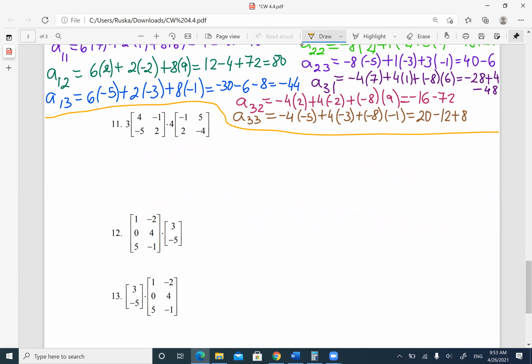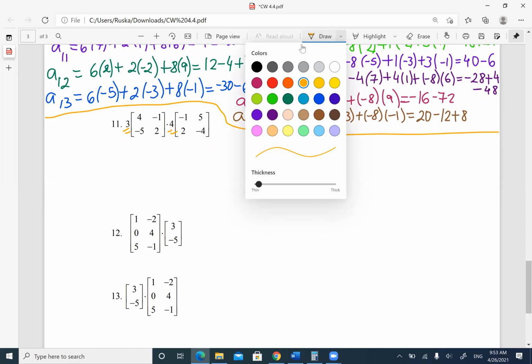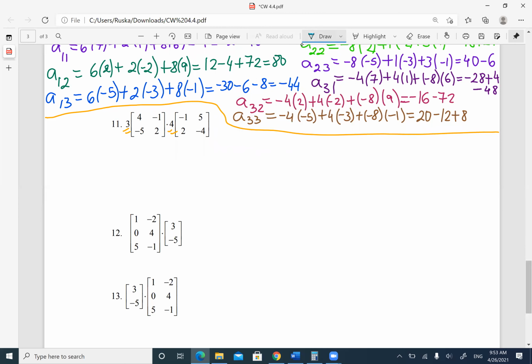Number 11, we have to multiply numbers and matrices also. So here what you're doing, you're going to multiply 3 by the first matrix, 4 by the second, and then you're going to multiply the matrices. So that's where you're going to start. You're going to multiply 3 by everything. Both of those are 2 by 2, so you can do the multiplication. So we have 12, negative 3, negative 15, and 6. So that's my first matrix when I multiply by 3.